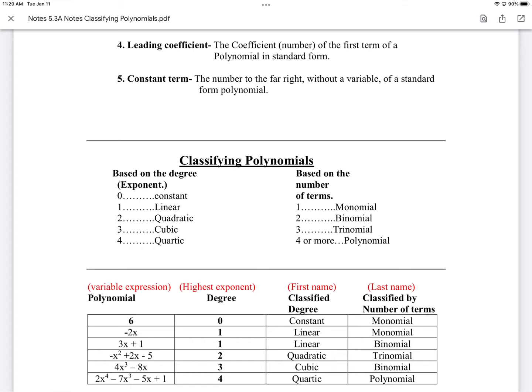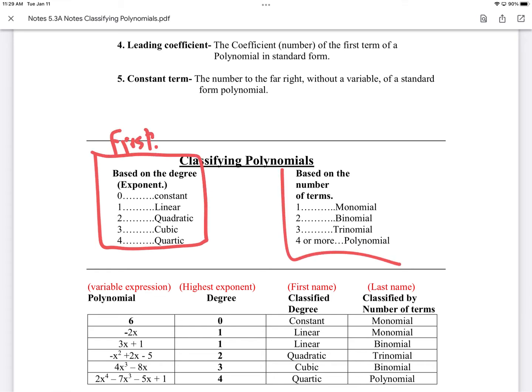In case you forgot, it's from this page of our notes from last week. The first name is based on the degree, and the last name is based on the number of terms. Your degree is the highest exponent. If your highest exponent is 3, it's cubic. Highest exponent is 4, it's quartic. So in this case it was quartic, and there were 3 terms, which makes it a trinomial. So I would go back and study these notes if you struggled with this question.